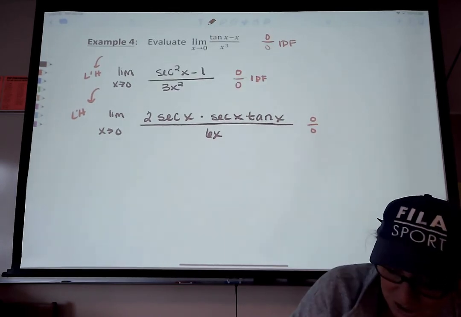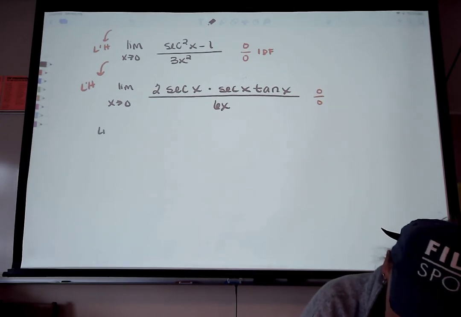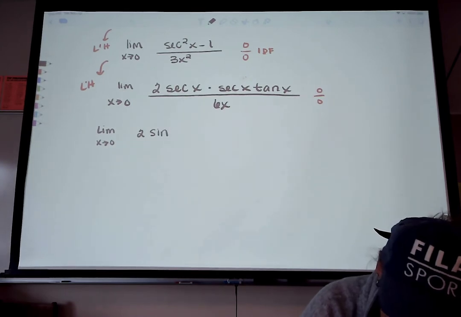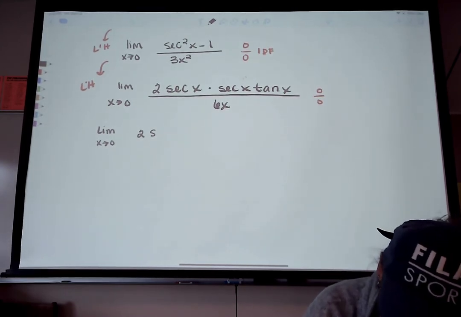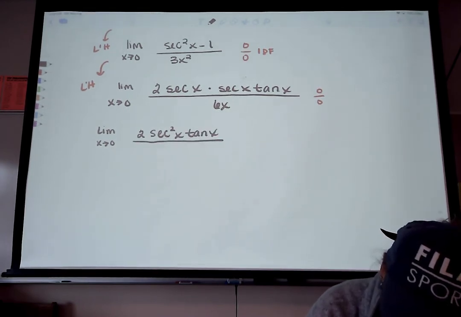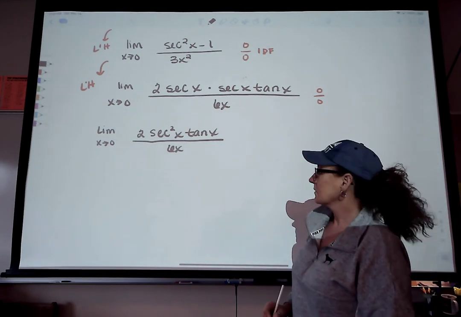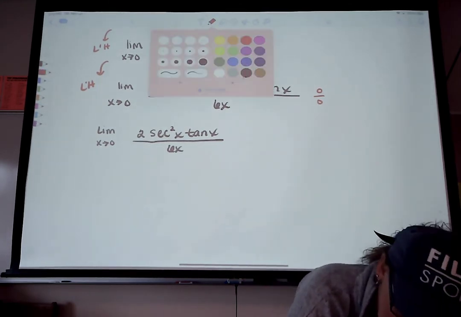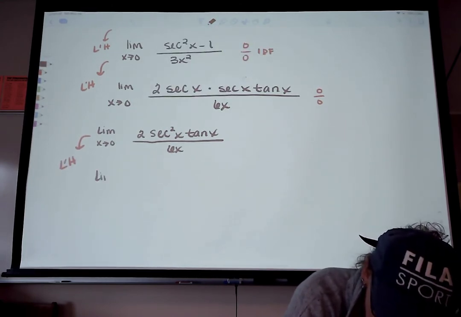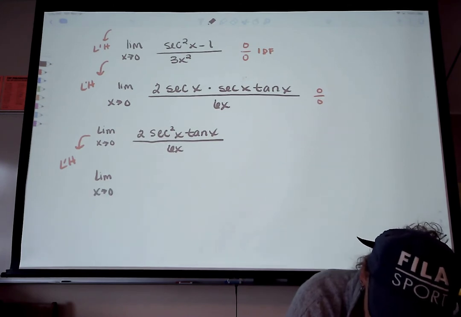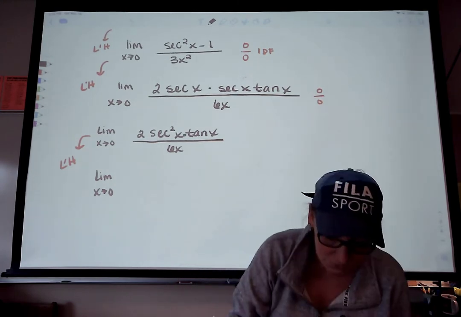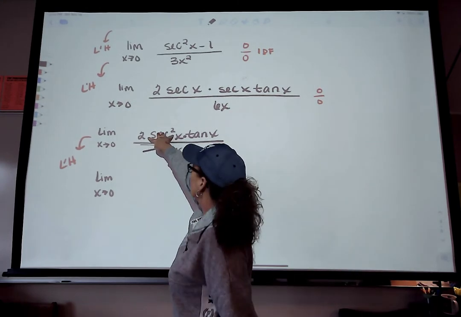Okay, not using L'Hopital right this minute. I'm just doing a quick rewrite on my limit. Secant squared. Okay, now let's use him again. I think I'll do product rule on the top, and I'll call this my 1 and I'll call this my 2.